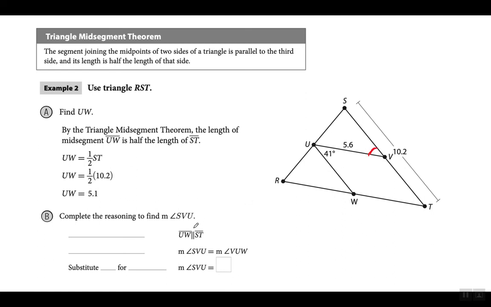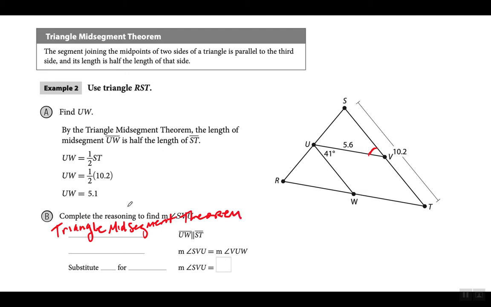Okay, give me 1 second. All right, so it says that right here segment UW is parallel to segment ST. Okay, and the reasoning for that would be the triangle midsegment theorem. Sorry, I wrote it kind of sloppy there.